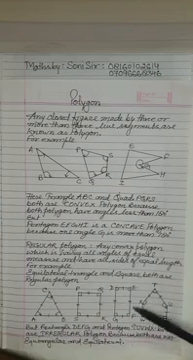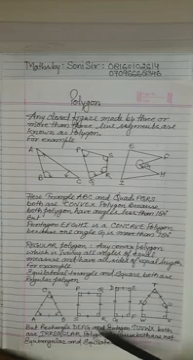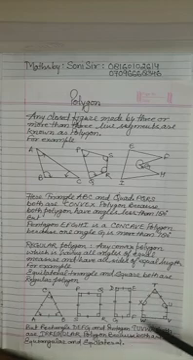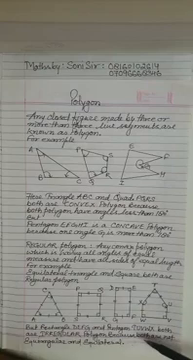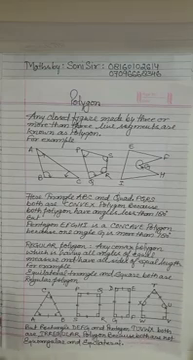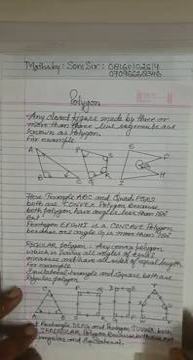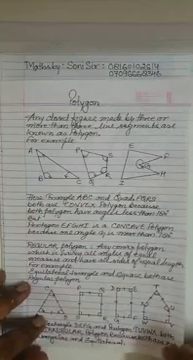But this rectangle TEFG and pentagon TUVWX are not regular, they are irregular polygons, because all sides are not the same and all angles are not the same. Now come to the next.